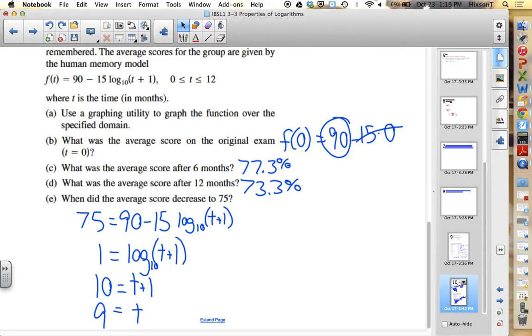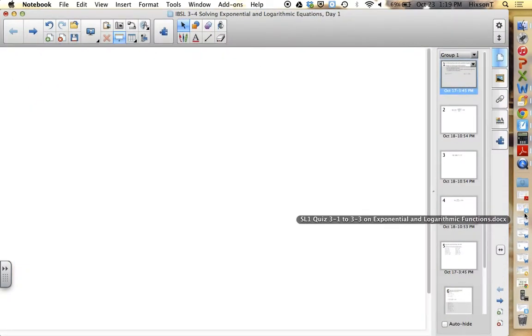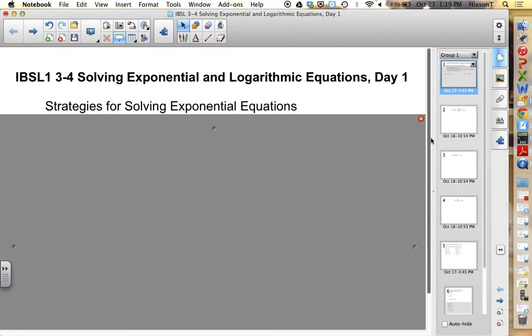Alright. Okay, so let's look at what we have new for today. And really, we're just formalizing something that we've been talking about a little bit all along the way. And that is solving exponential equations. On Monday, we will look at solving logarithmic equations and some strategies related to that. But today we're going to look at solving exponentials. We're going to practice a couple, and then we're going to break into some teams and have a little competition.